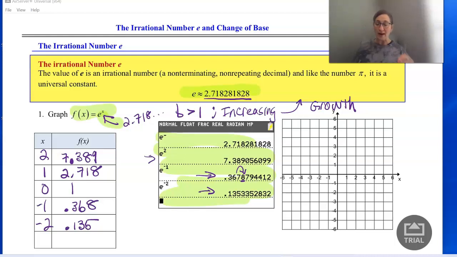So then we go ahead and graph those. As we graph them, we've got 2, and then we just estimate 7.3, right around there. Then we've got 1, and then we estimate 2.7. Then we've got 0, 1 right there. It's on our y-axis. And then we've got -1, .38. And then -2, a little bit closer to 0. And so you can see that we have this very expected growth curve. That is the function of irrational number e.